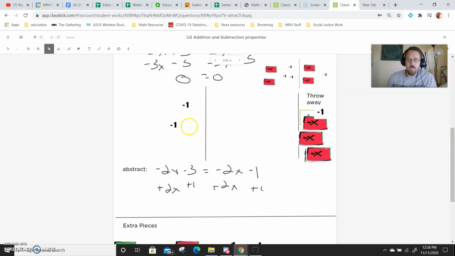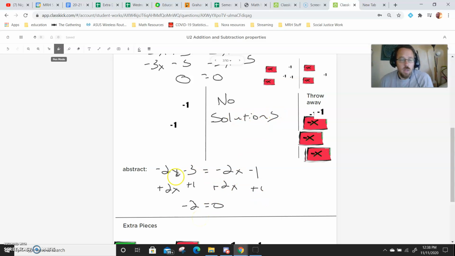Now when I do that, I have a negative 2 on this side, and I have 0 left on that side. So negative 2 equals 0. Now, remember this is equations. It means that it has to be balanced. So what number could I plug in for x so that this will be balanced? And the answer is nothing. There are no solutions to this equation. It will never work.